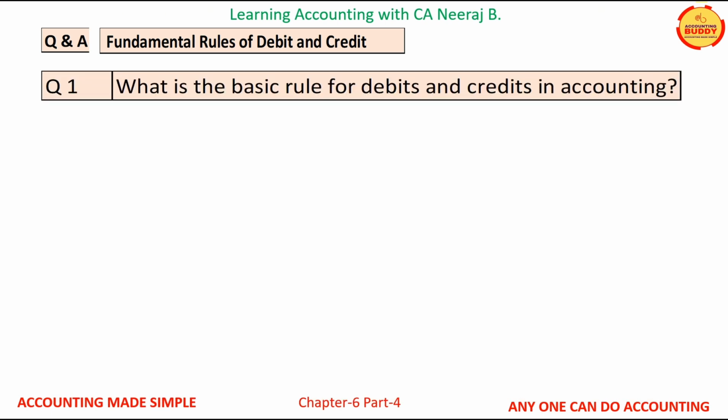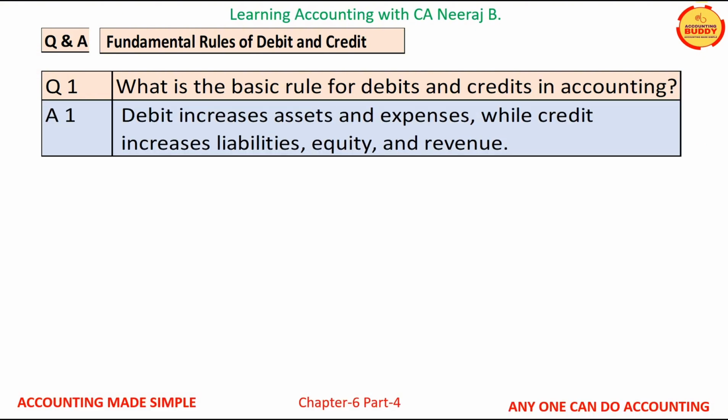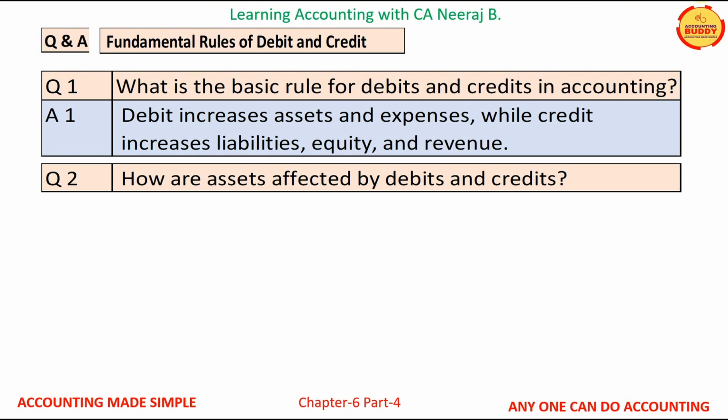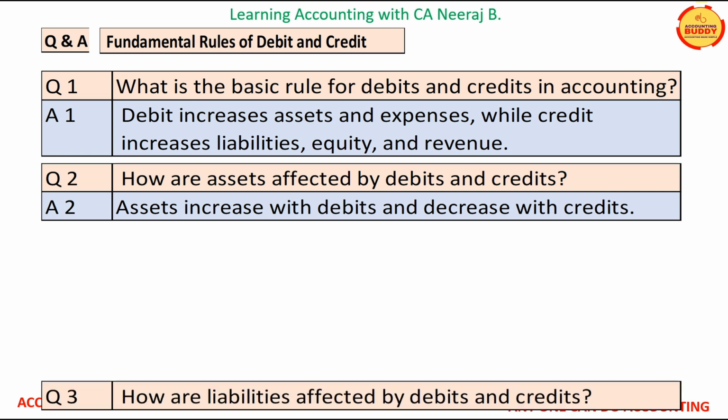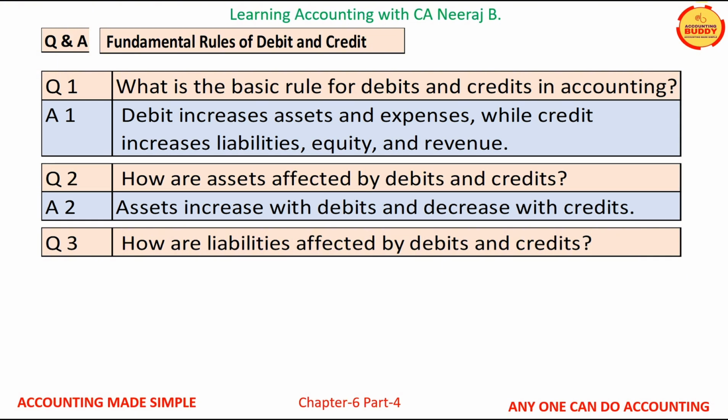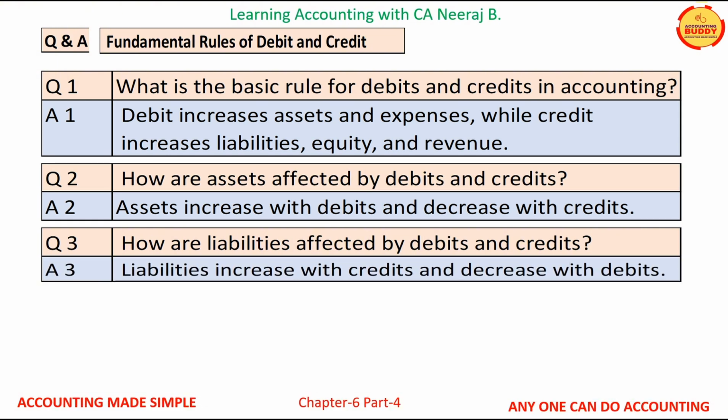Question number 1 is, what is the basic rule of debits and credits in accounting? The answer is, debit increases assets and expenses while credit increases liabilities, equity and revenue. Question number 2, how are assets affected by debits and credits? The answer is assets increase with debits and decrease with credits. Question number 3. How are liabilities affected by debits and credits? The answer is liabilities increase with credits and decrease with debits.